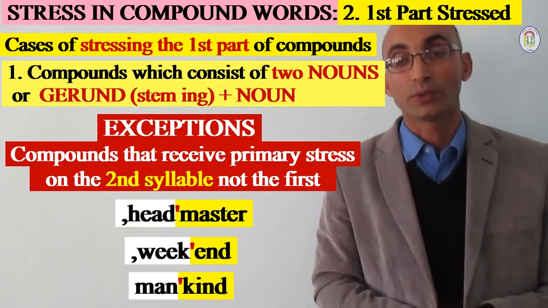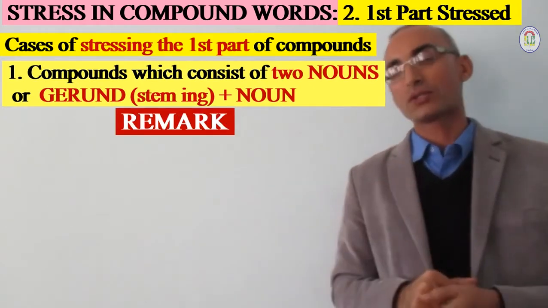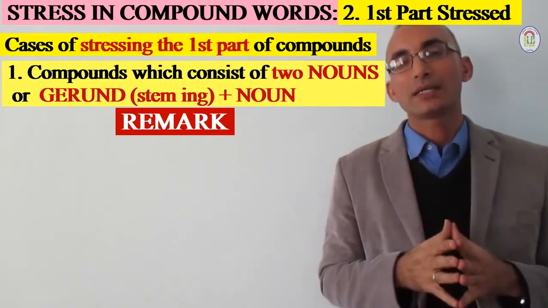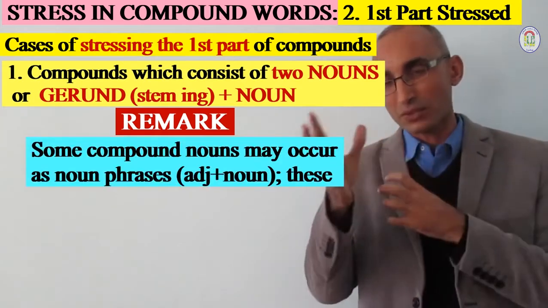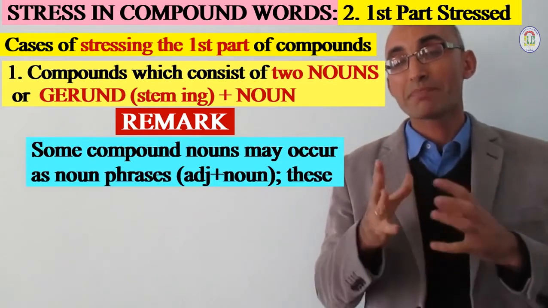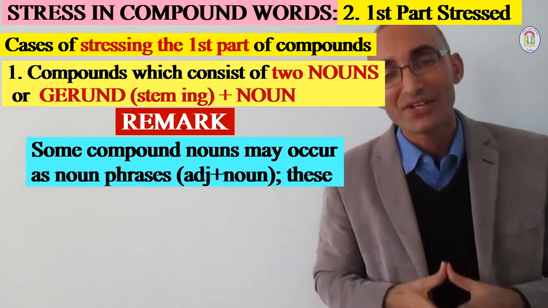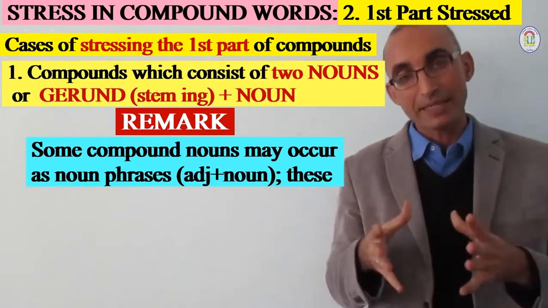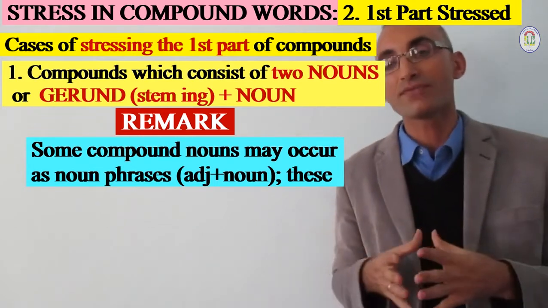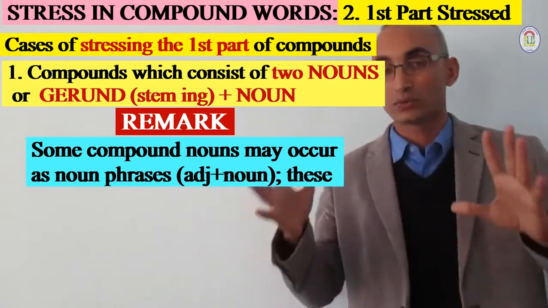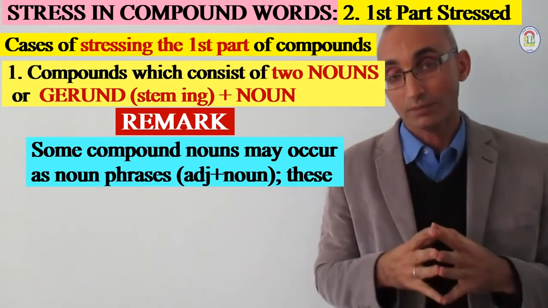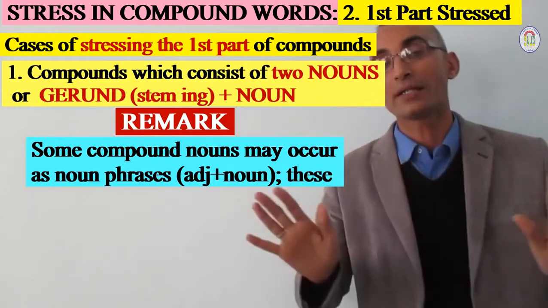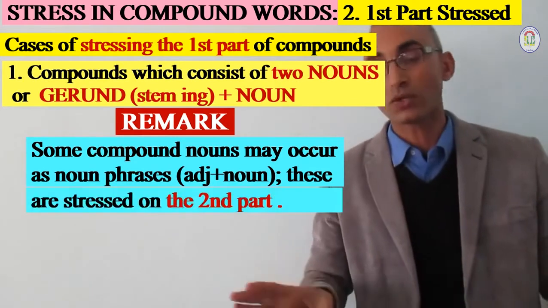For this rule, we also have another remark to raise about these compound nouns, especially a set of compound nouns which may occur also in the form of noun phrases. Clear? Some compound nouns may come in the form of noun phrases. So, when they come as a compound noun, we stick to the main rule and we stress them right on the first part.